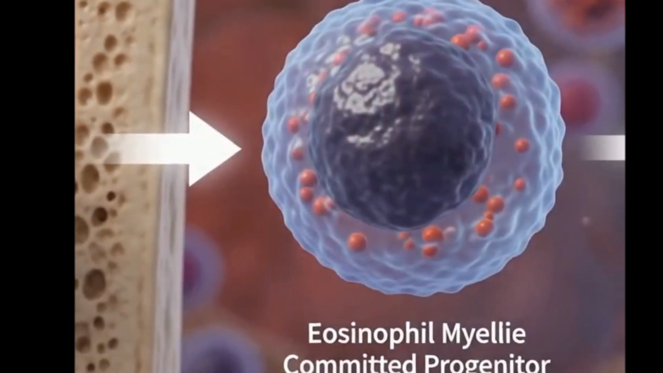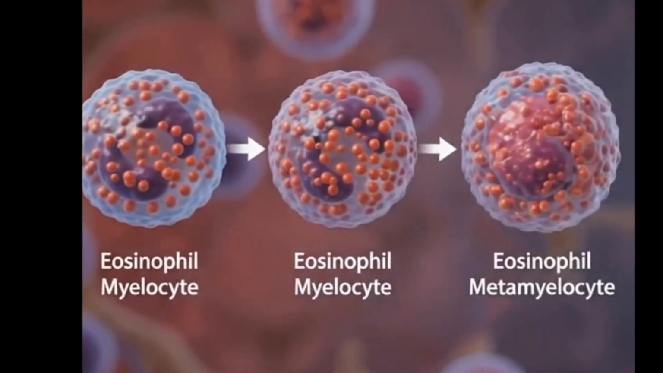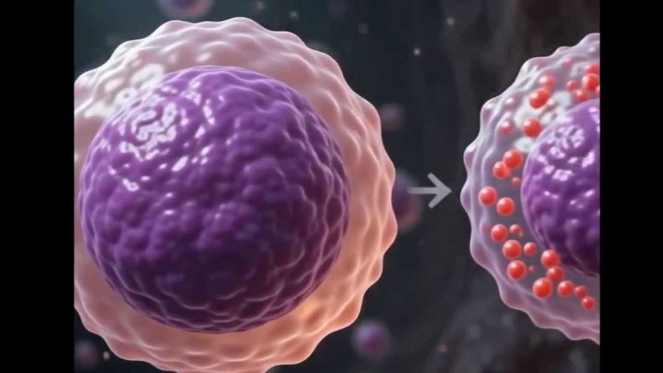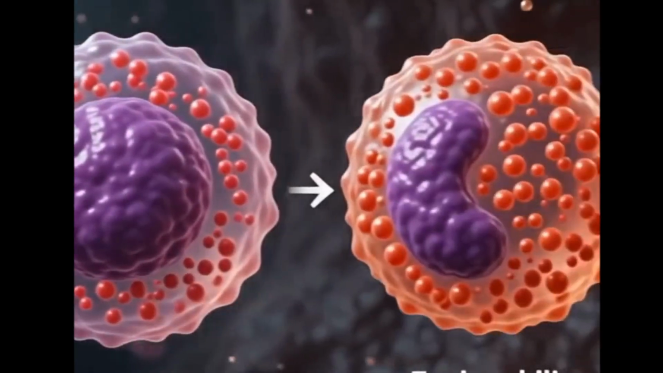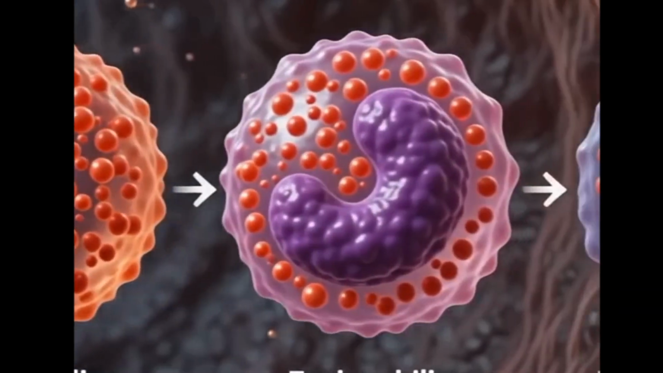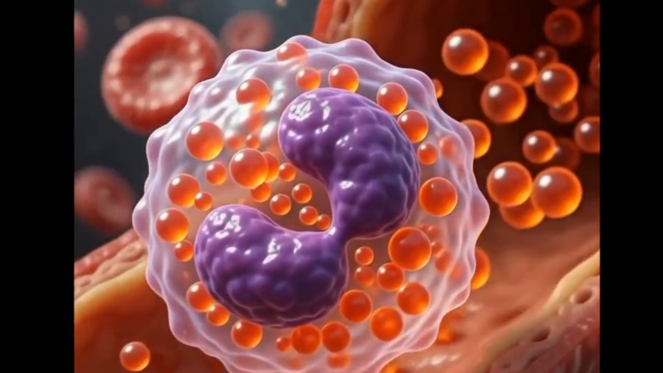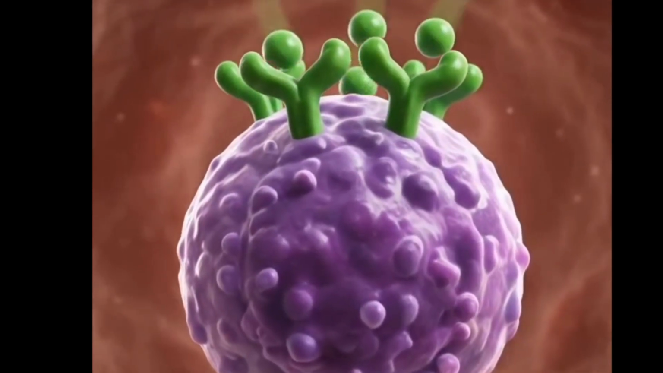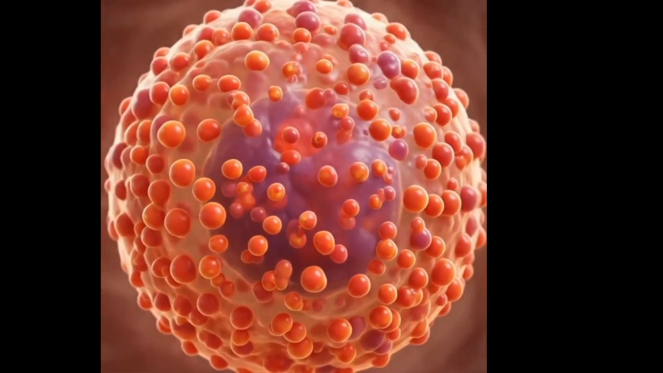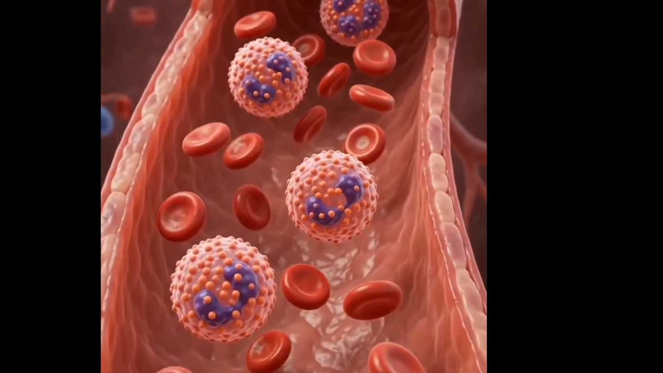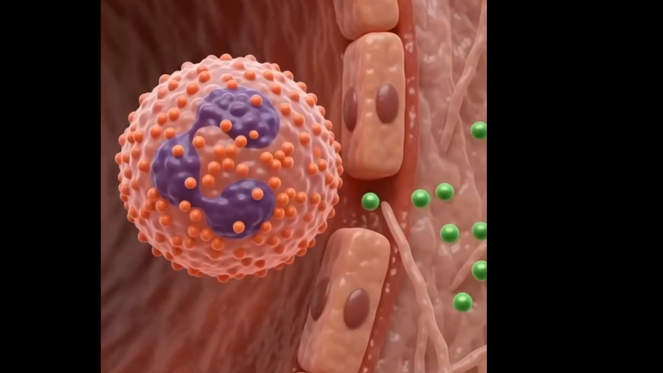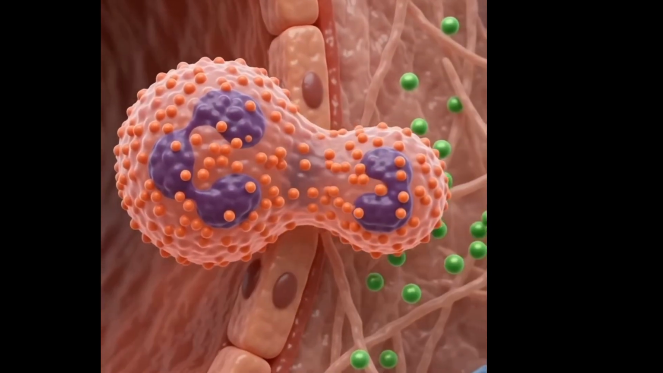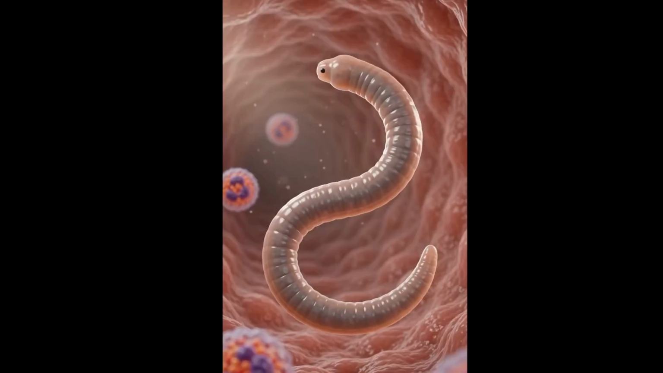Eosinophils are produced in the bone marrow through a process called eosinopoiesis. They develop from hematopoietic stem cells through myeloid progenitor cells and progressively differentiate into eosinophil precursors and finally mature eosinophils. The cytokine interleukin-5, or IL-5, plays an important role in eosinophil differentiation, maturation, and survival. After maturation, eosinophils enter the bloodstream and can migrate into tissues where they participate in immune and inflammatory responses.